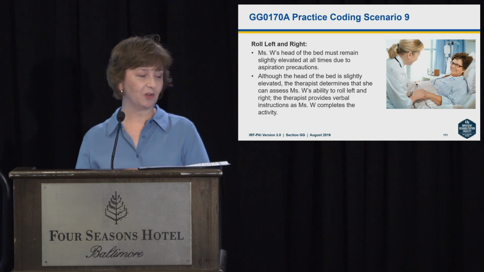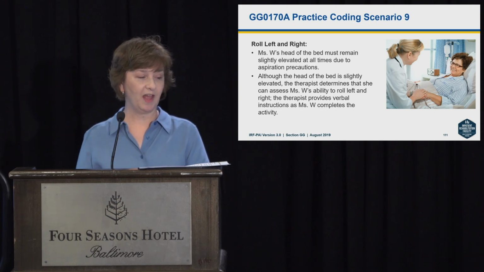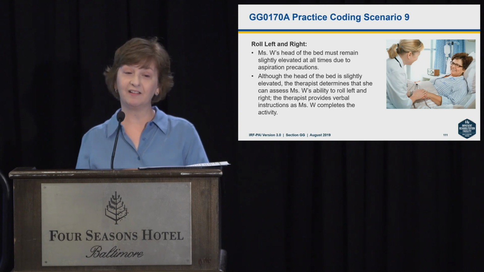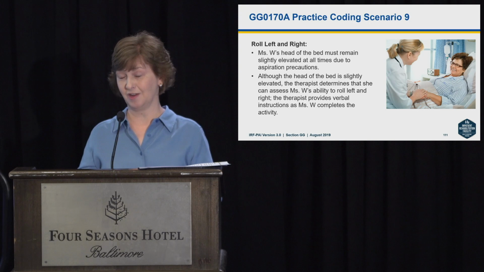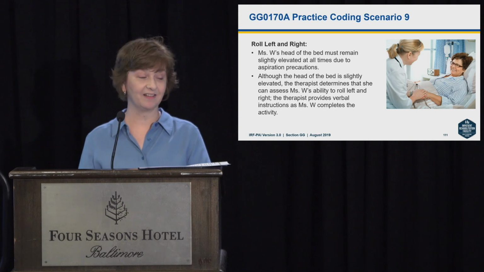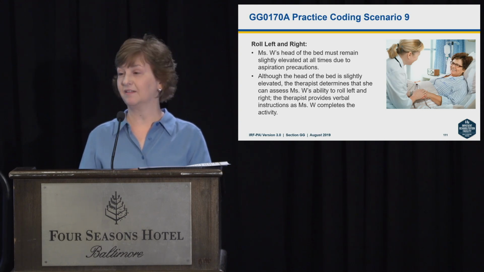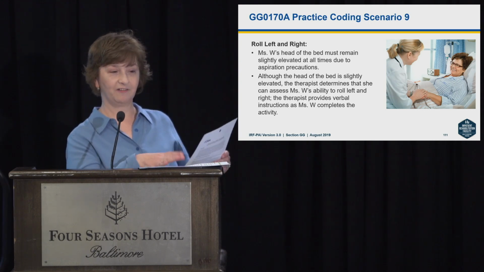So in this particular example, we have Ms. W. Ms. W's head of the bed must remain slightly elevated at all times due to aspiration precautions. So maybe she had a stroke. Although the head of the bed is slightly elevated, the therapist determines that she can assess Ms. W's ability to roll left and right. The therapist provides verbal instructions as Ms. W completes the activity.